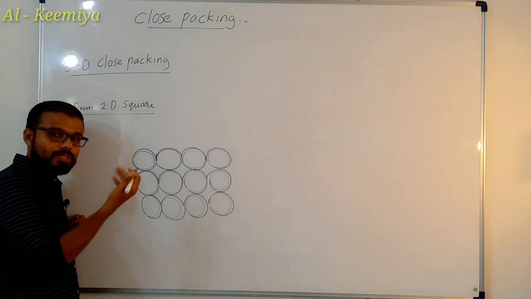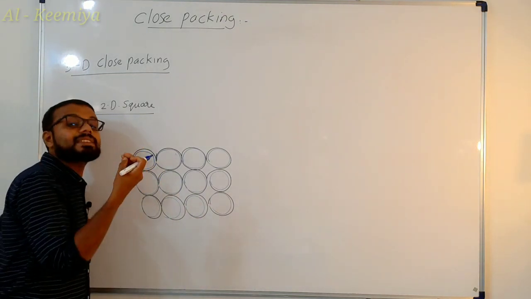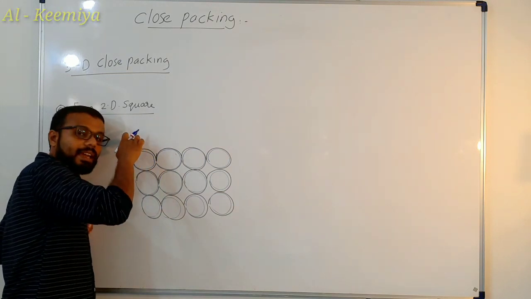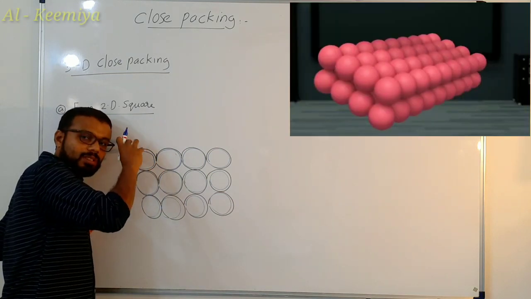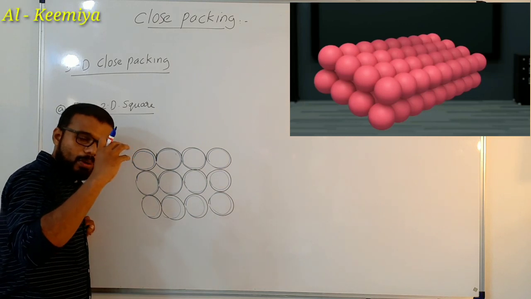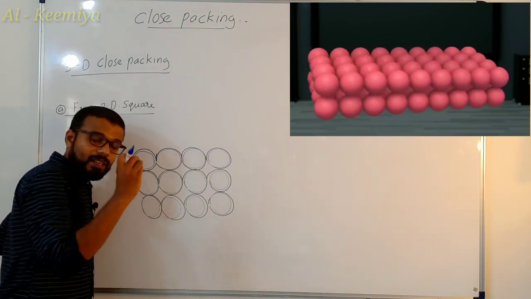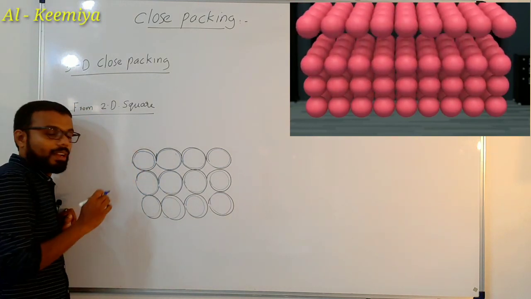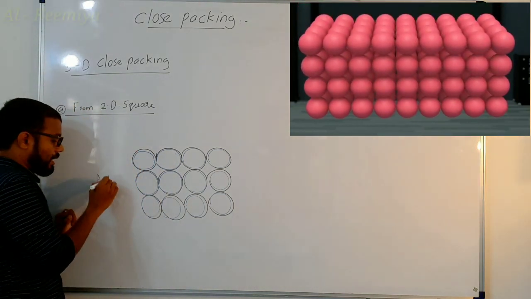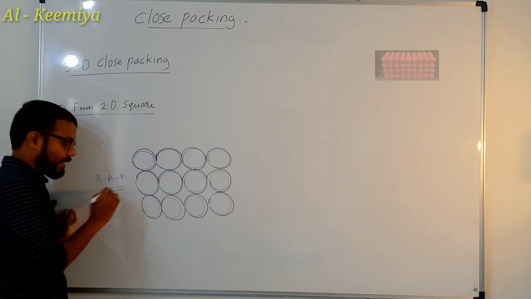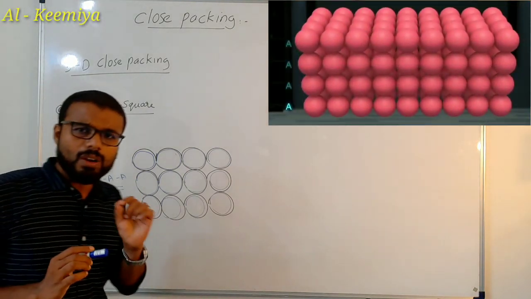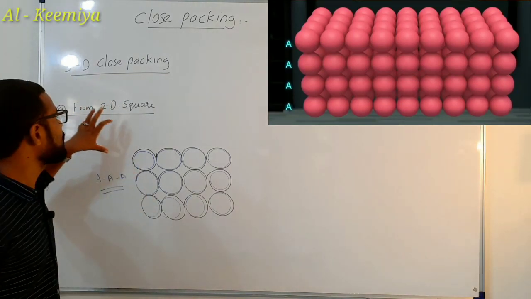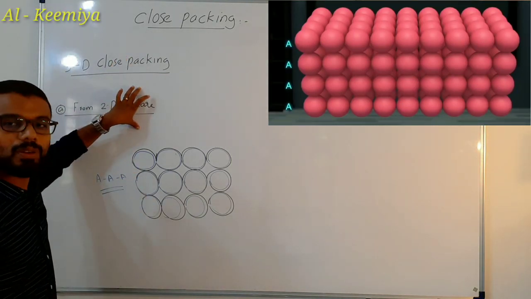Now the third layer above this. First and second layers are exactly equal, because the second layer, that is this blue color, is placed exactly above this black sphere. So exactly above the first layer, the second layer is placed, the third layer is placed above the second layer, and so on. So this type of arrangement is called AA type arrangement, because all layers are equal. This is called three-dimensional from 2D square close packing.